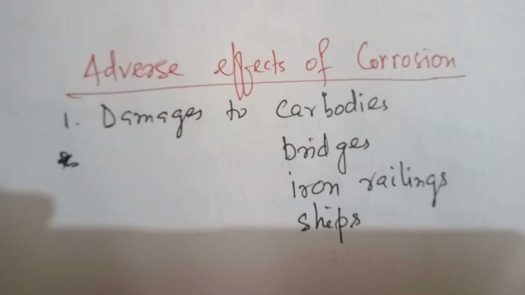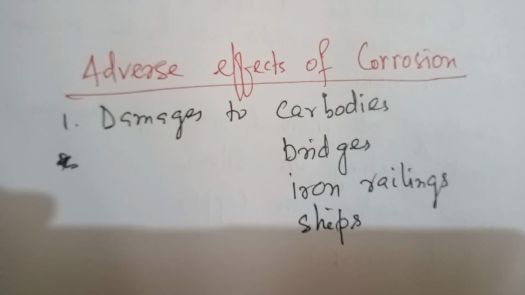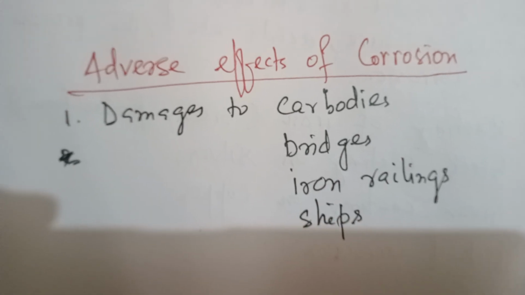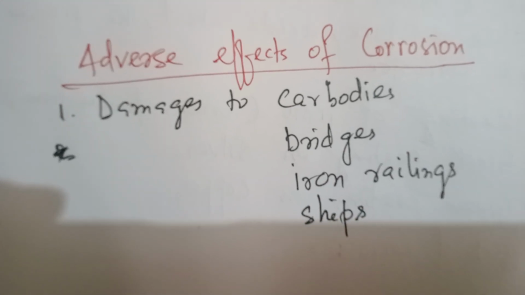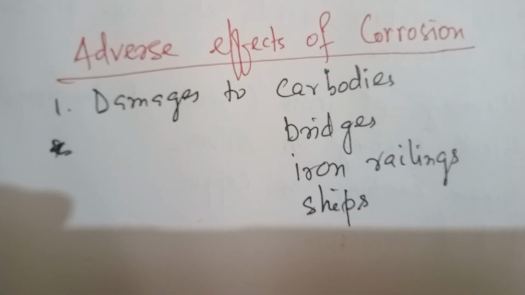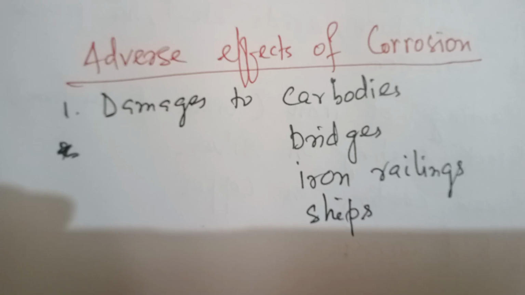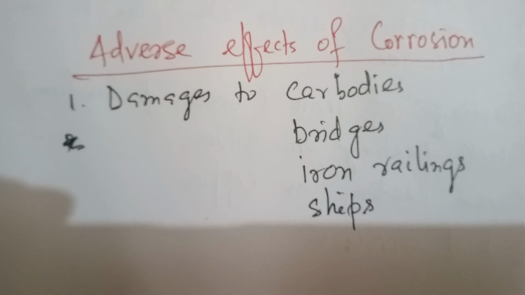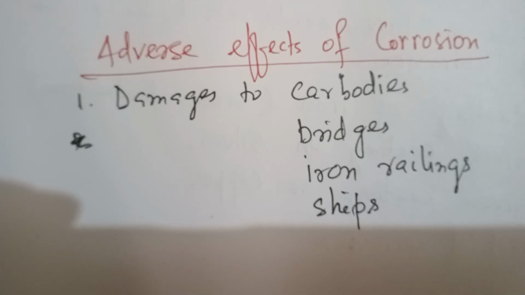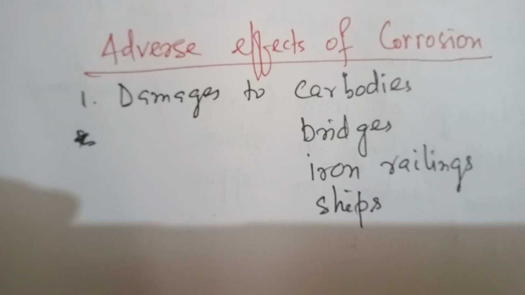Now the adverse effects of corrosion. It causes damage to car bodies, bridges, iron railings, ships, and many other places. So to manage this corrosion, a lot of money is wasted in either painting or replacing the iron metal.